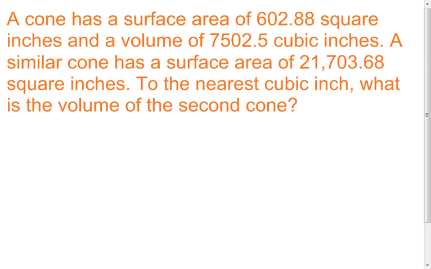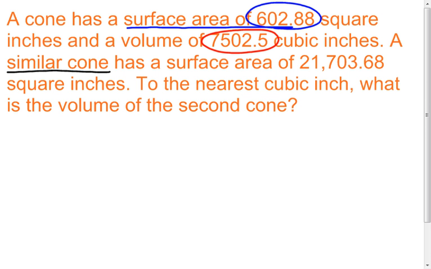Now my next example deals with a cone, and it tells us that it has a surface area of 602.88 square inches, and it has a volume of 7,502.5 cubic inches. Now we have a similar cone, that's going to be important here. It has a surface area, this time, of 21,703.68, and it wants us to find the volume of that second cone. So we want the volume of the second cone.